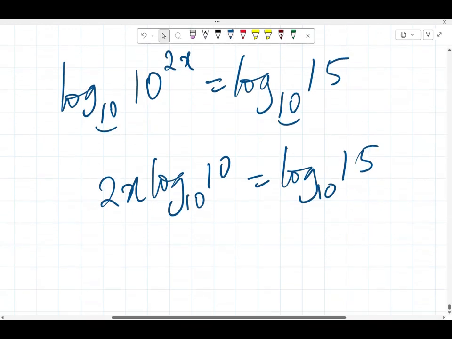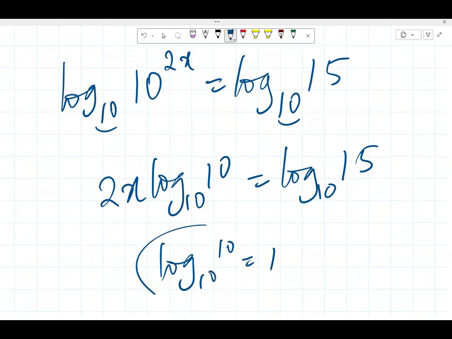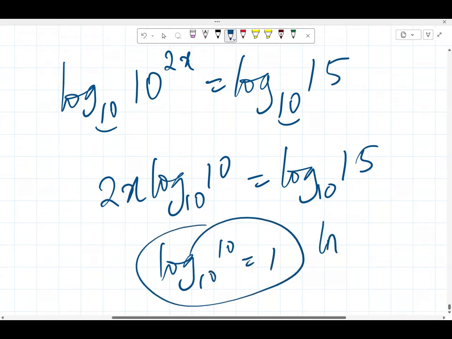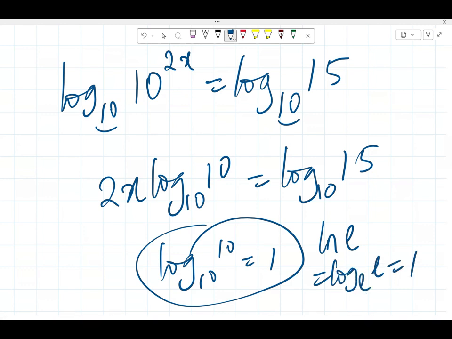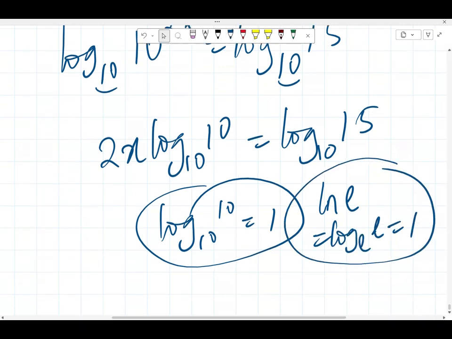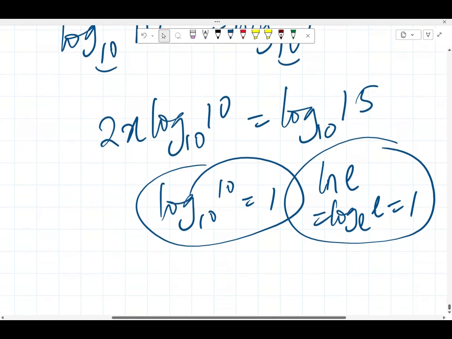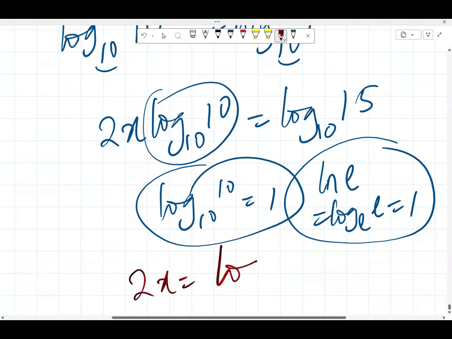One law of logarithm is that log of something to the same base, log 10 base 10, is equal to 1. That's what was happening with ln e, because it's actually log e base e. That's why it was 1, that's why it cancels itself out. When we get to log, you'll understand that better. So this is basically 1 now. So we then have 2x equals log 15.